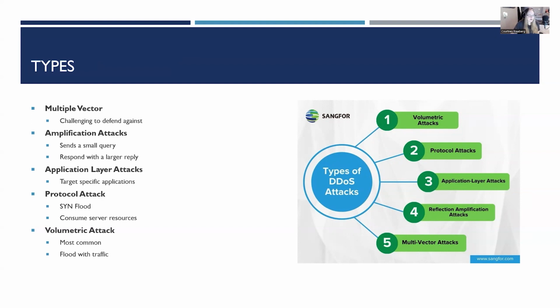So then there's the application layer attack. This is to target specific applications. If there is a known vulnerability, they'll want to attack that specific software. There is also the protocol attack, and this is the SYN flood. Think of the three-way handshake, where it is only doing the first part of that. And this will consume server resources and either slow it down or crash whatever resources they are attacking.